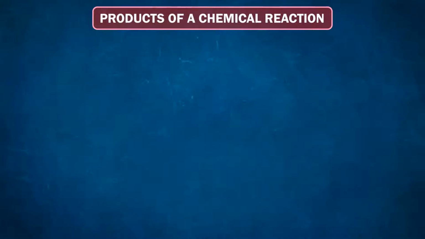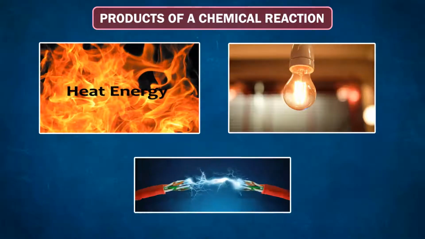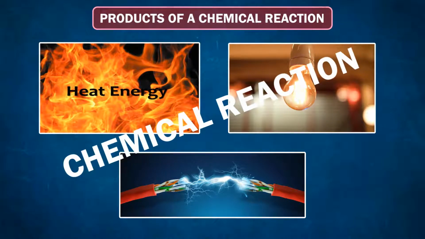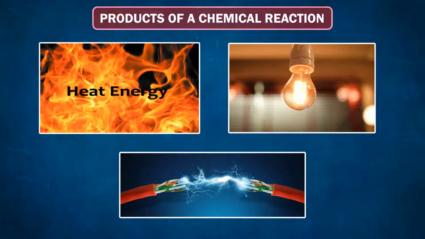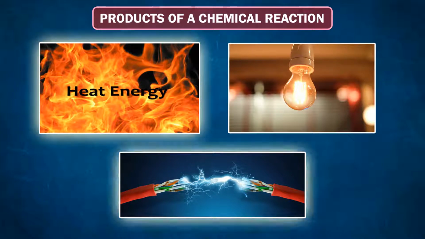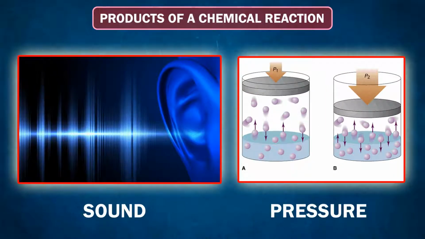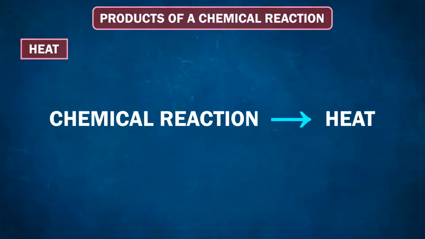Previously we have seen how heat, light, and electricity can cause a chemical reaction. In this video, we will learn how a chemical reaction can produce heat, electricity, light, sound and pressure. Let's see how heat can be produced from a chemical reaction.